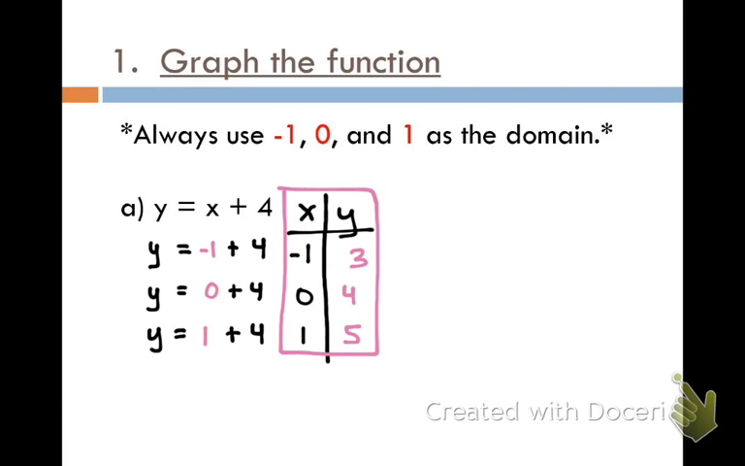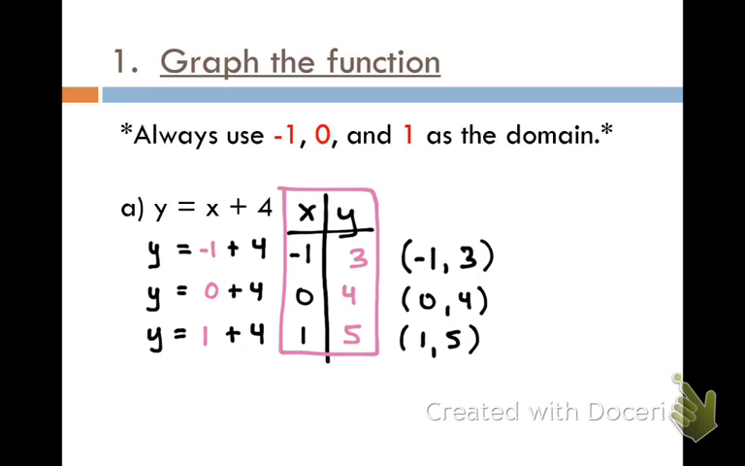From this input-output table that we have right here, we can give ourselves an ordered pair. Now, we haven't talked about ordered pairs in a while, but we always know it's an x that comes first and then a y. As you can see right here, I have an x and I have a y. So I'm going to go ahead and plug in -1 and 3 as my ordered pair. So it's simply another way to write this. You're just writing it right there. What would my next ordered pair be? 0 and 4. What's my next one? 1 and 5.